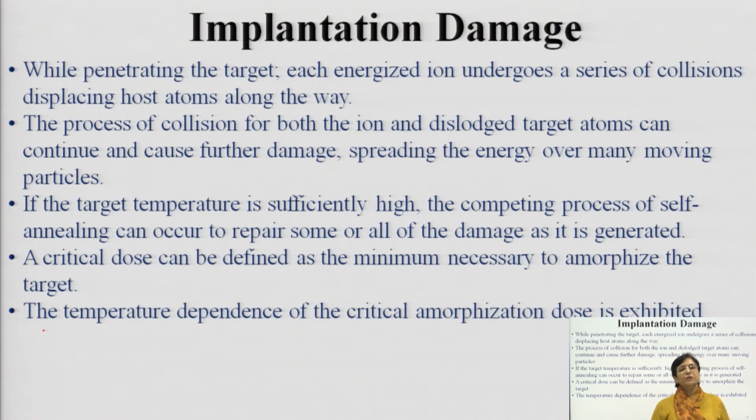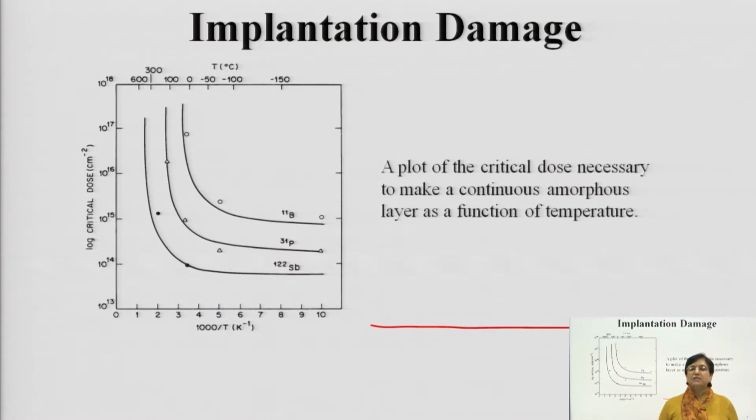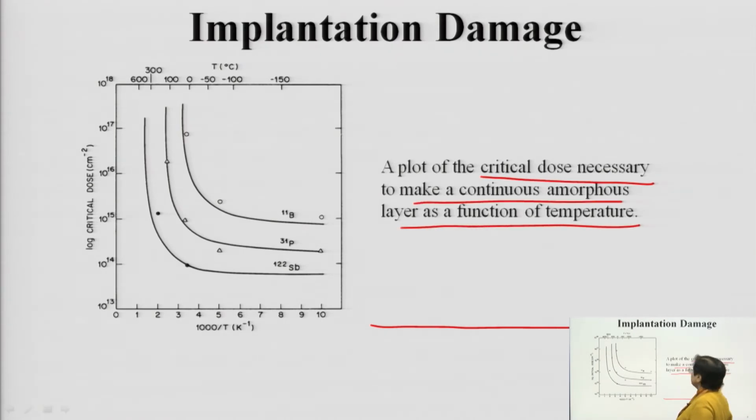The temperature also depends upon what kind of critical amorphization dose is exhibited, that is, how much displacement has taken place, how much irregularity of the crystal orientation has happened, or how much penetration and dopant profile is there. That is being studied over here. This is the critical dosage necessary to make a continuous amorphous layer as a function of temperature, for different materials such as phosphorus and boron, along with the temperature.